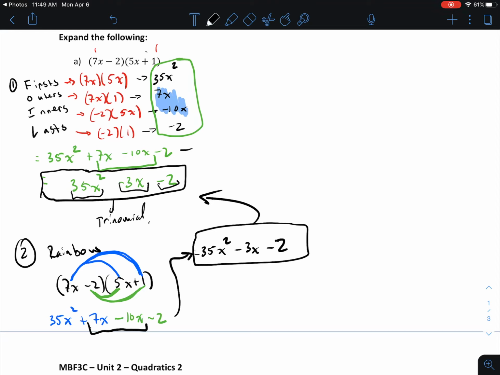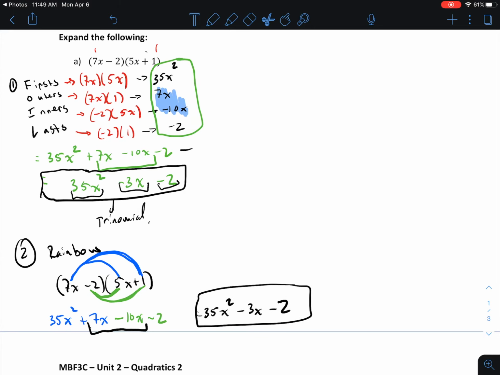That matches with that, so then I know I'm right? Now, I have one more method to show you. Okay, I'm going to move this down. I'm going to save my space.